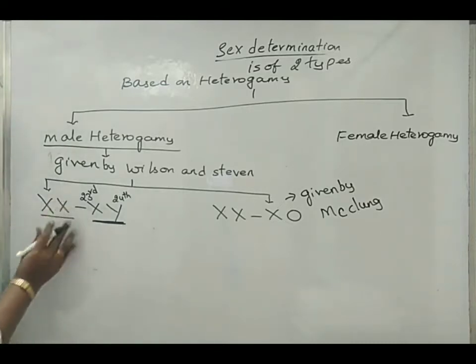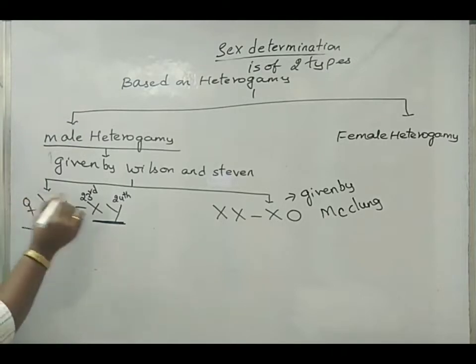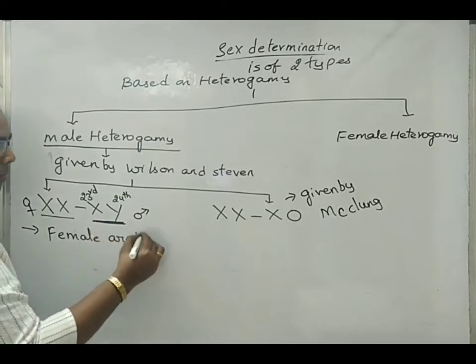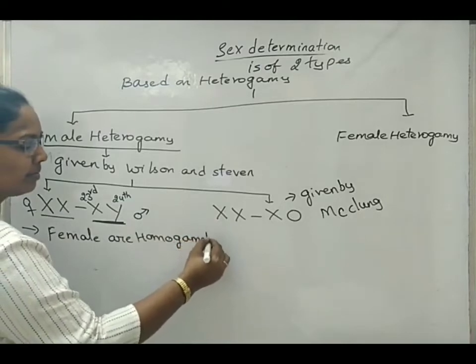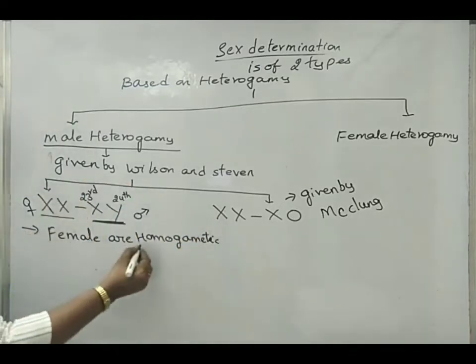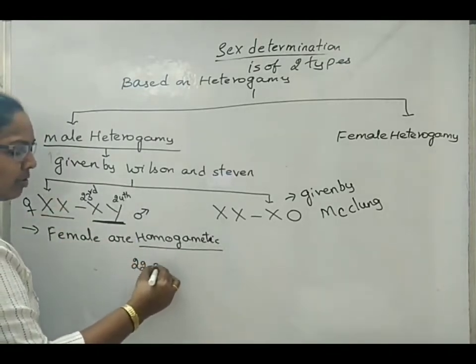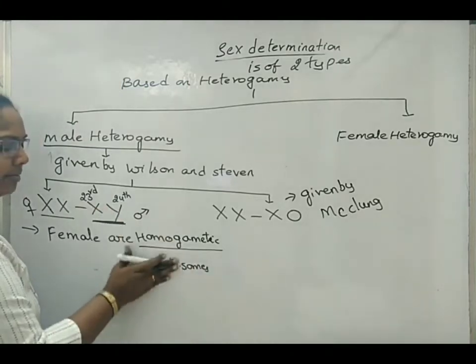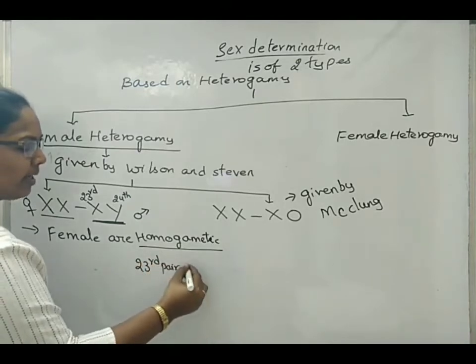Now, we will see some points regarding this. So here, females are homogametic, meaning same types of chromosomes. What does it mean by gametic? We know 22 pairs are autosomes. Now, we are calling the 23rd pair allosomes.